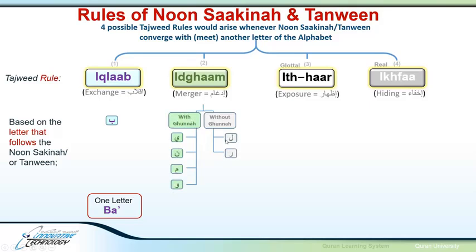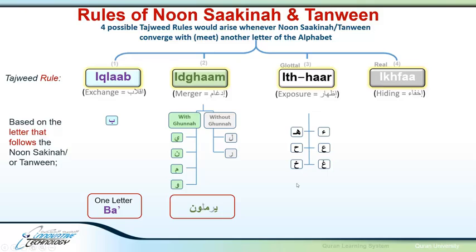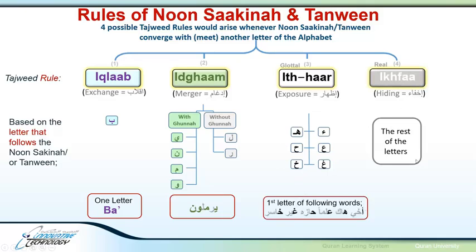In the case of Idgham, there would be either those letters in green or the letters in gray. We said if we have the Ya, Nun, Mim, and Waw, it will be an Idgham with Ghunnah, and it is mentioned in the green letters of the word Yarmalun, while in the case of Lam and Ra, it would be Idgham without Ghunnah, which in turn is represented by the gray letters of the same word Yarmalun. Then we talked about Ith'haar, saying that it has 6 letters, and then we talked about Ikhfa, and we said that it would be related to the rest of the letters of the alphabet.